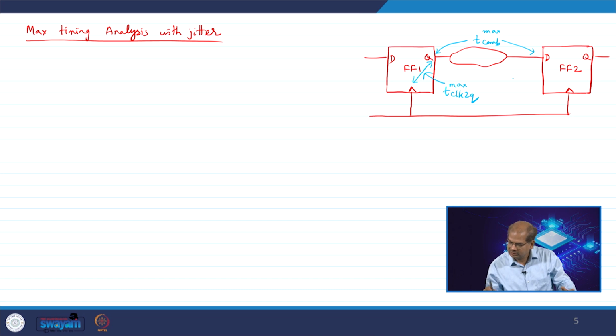and data should be stable before the setup time of the second flip flop, T setup of the flip flop 2.